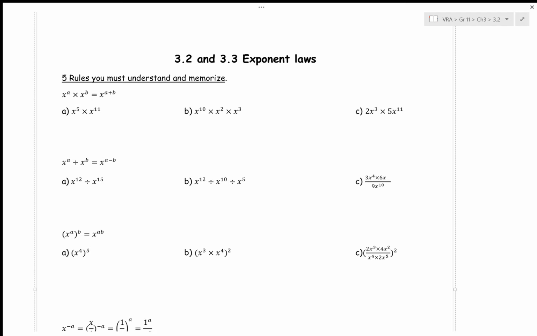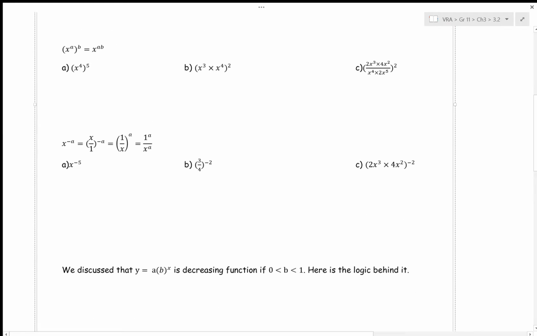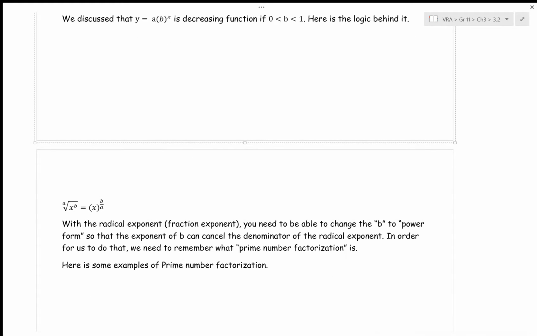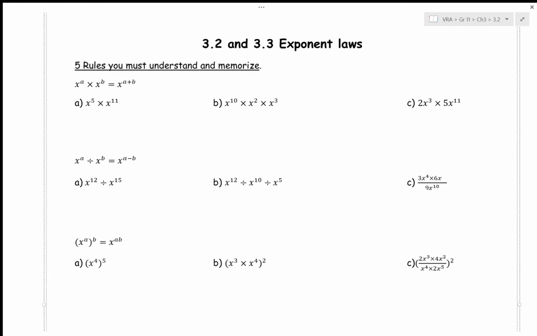So instead of 5 rules, we're going to be doing 4 rules. As you can see, the fifth rule is the radical power. Don't worry, it's actually quite easy to do. So let's do the basics today.